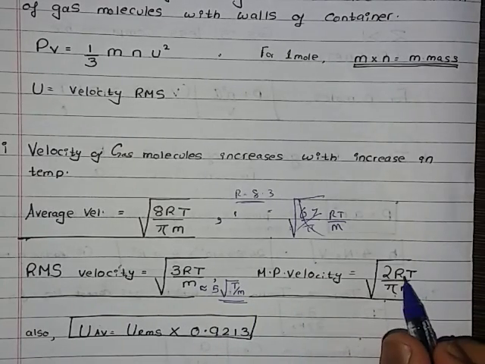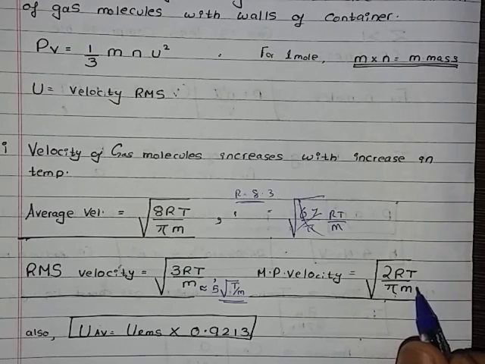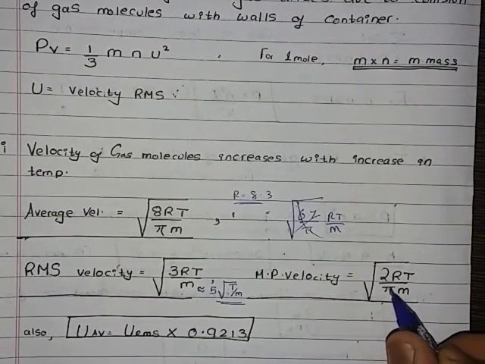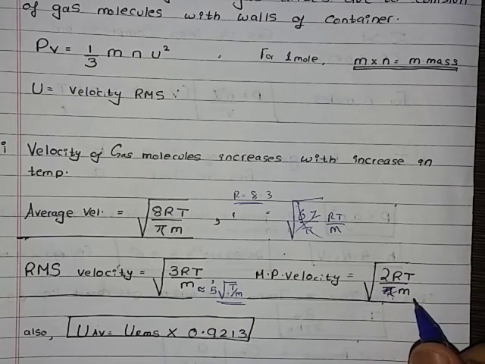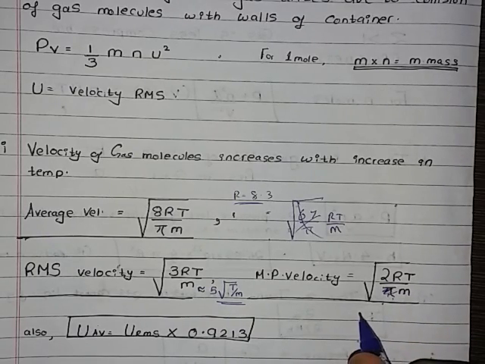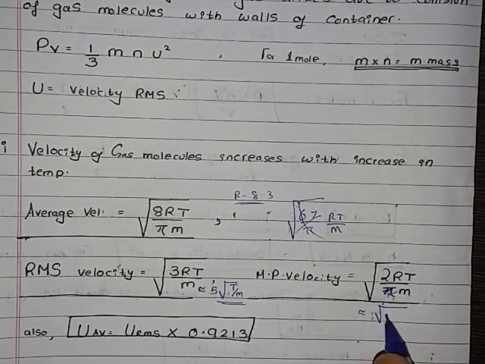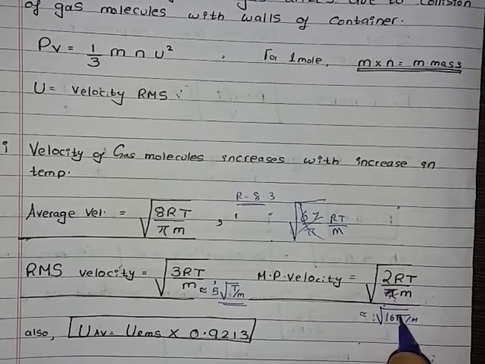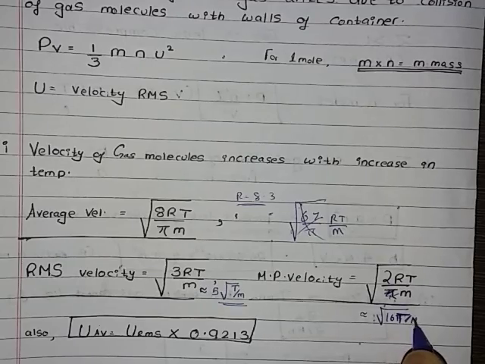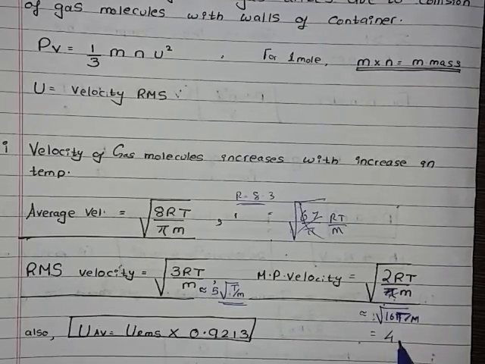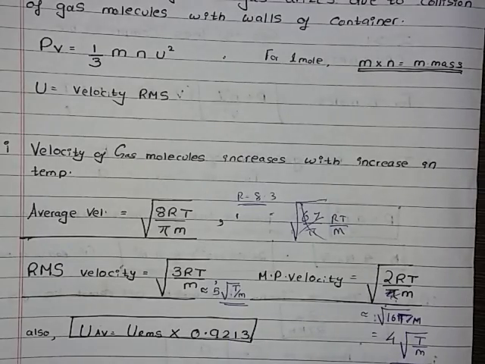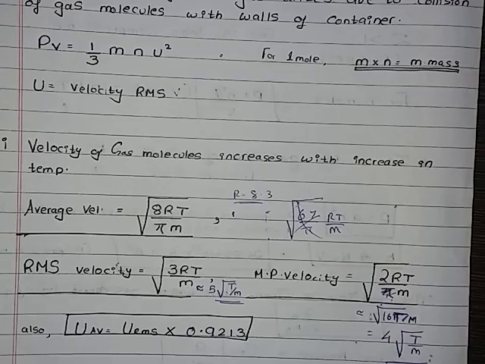And most probable velocity is under root of 2RT upon m. Sorry, there is no pi here. It's just 2RT upon m. So it can be approximated by under root of 16 T by m, which equals 4 root of T by m. RMS velocity is 5 root T by m, and most probable velocity equals 4 root T by m.